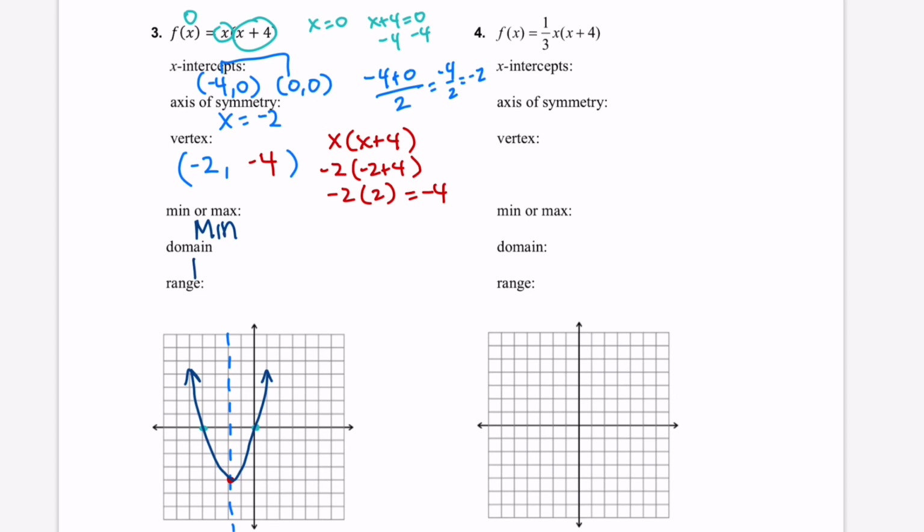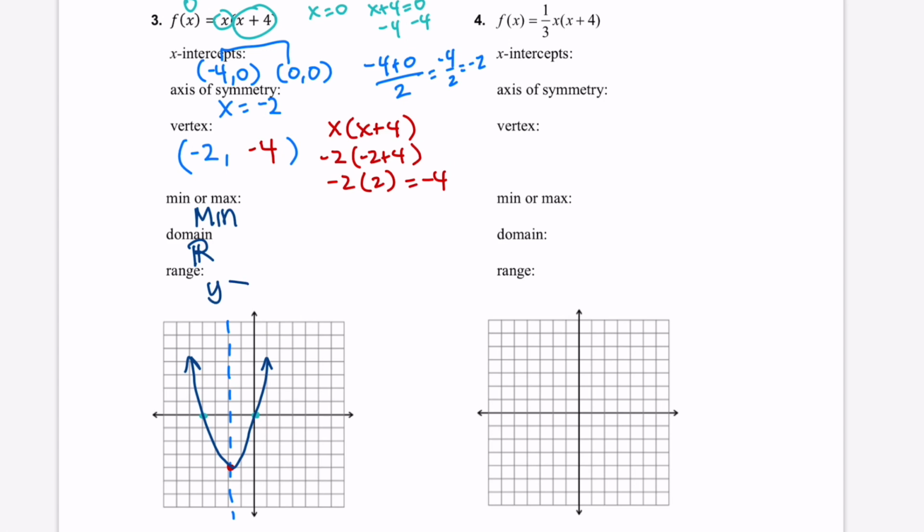Domain is always all real numbers. I'm going to use this fancy R symbol that just represents all real numbers. And the range, the lowest point that it goes to is negative 4. We're looking at everything above negative 4. The graph is all the way above negative 4. It keeps going up forever. So we will just say y is greater than or equal to negative 4.